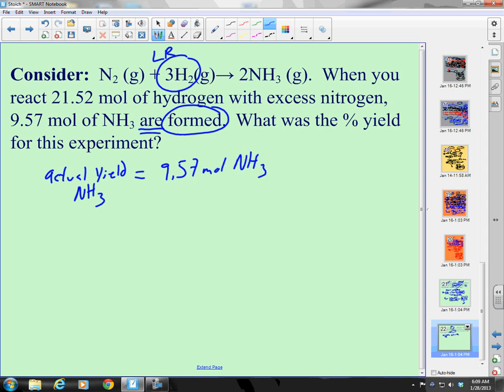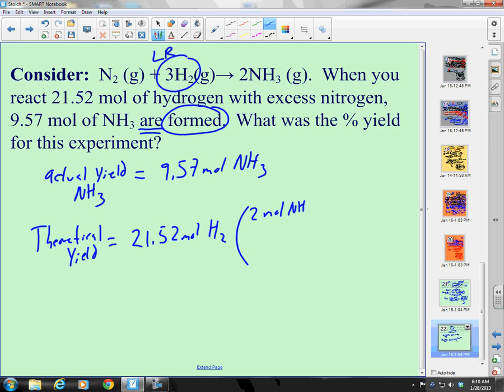What is the percentage yield? So I need to get my theoretical yield. And how am I going to do that? Well, we have to start with my limiting reagent, 21.52 moles of H2 times my mole ratio, 2 moles of ammonia per 3 moles of H2.